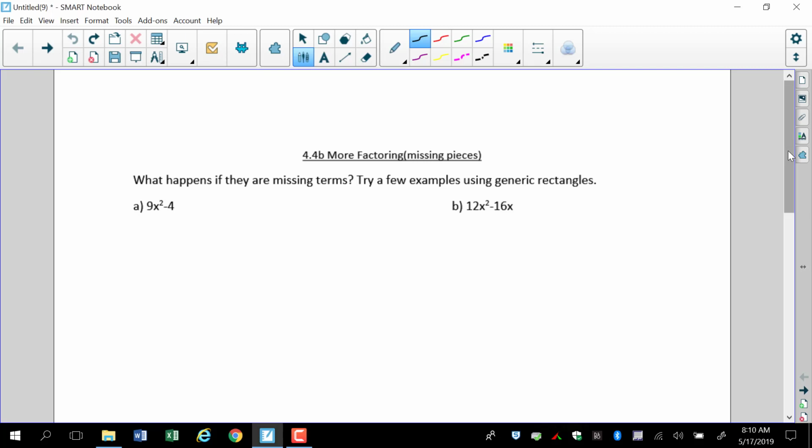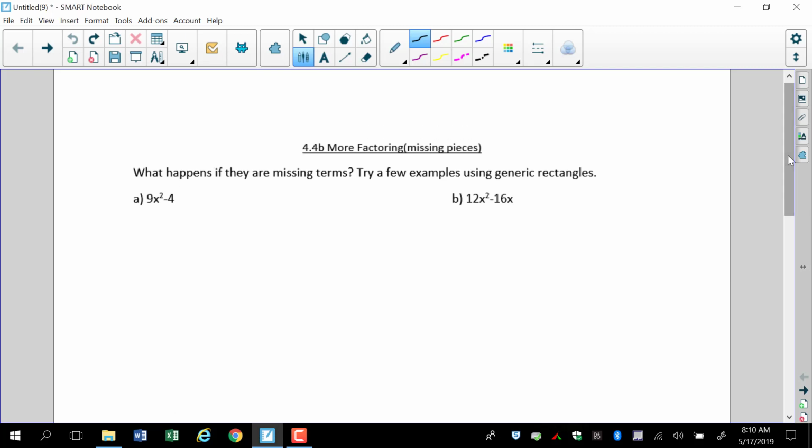All right, in this section, we're going to be looking at some more factoring methods. The factoring we're going to be looking at here is when certain pieces are missing, or some different things that may come up when you're going to use that area model to factor.